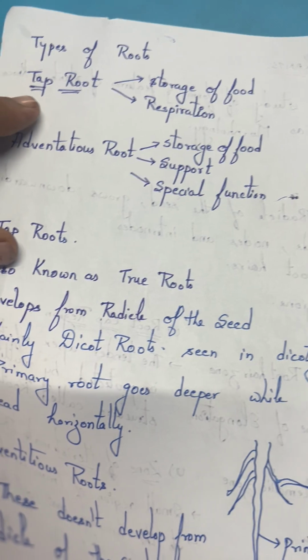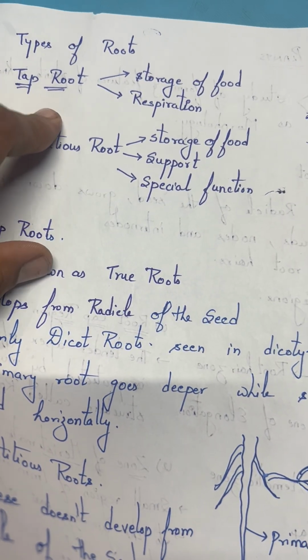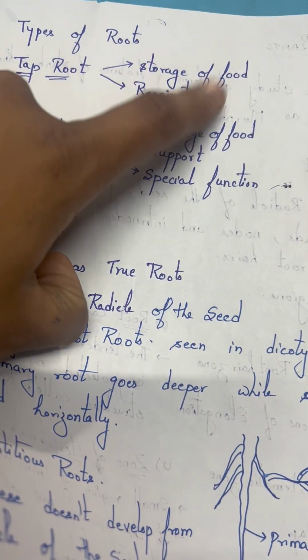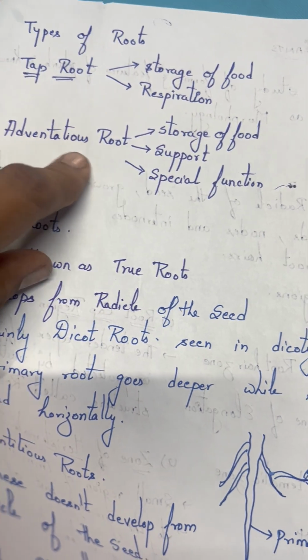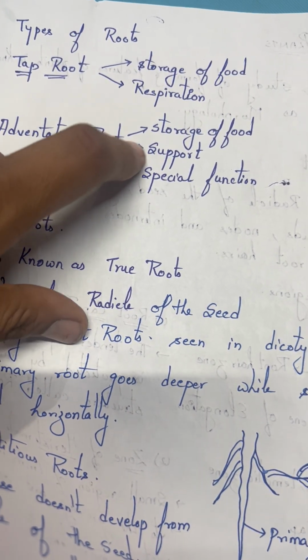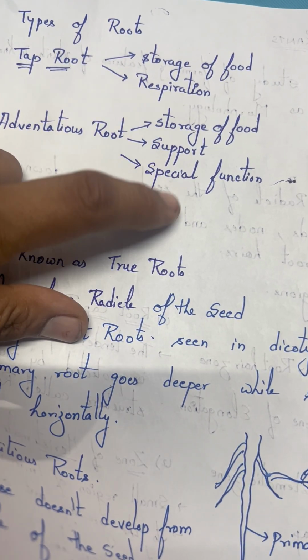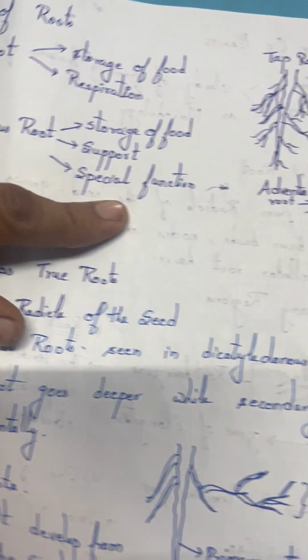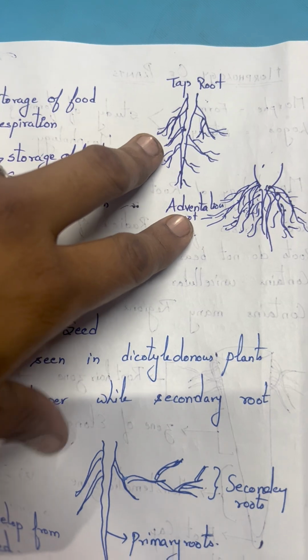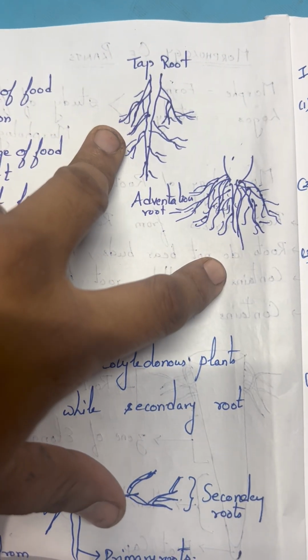So there are two types of roots. One is the taproot. What are its functions? Storage of food and respiration. Another one is the adventitious root, which has three functions: storage of food, helping as a support system, and also some special functions. These are the diagrams of the taproot as well as adventitious roots.